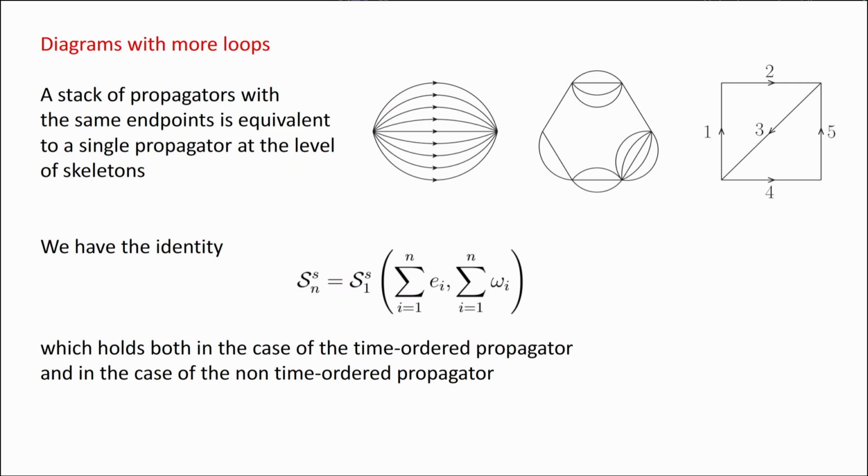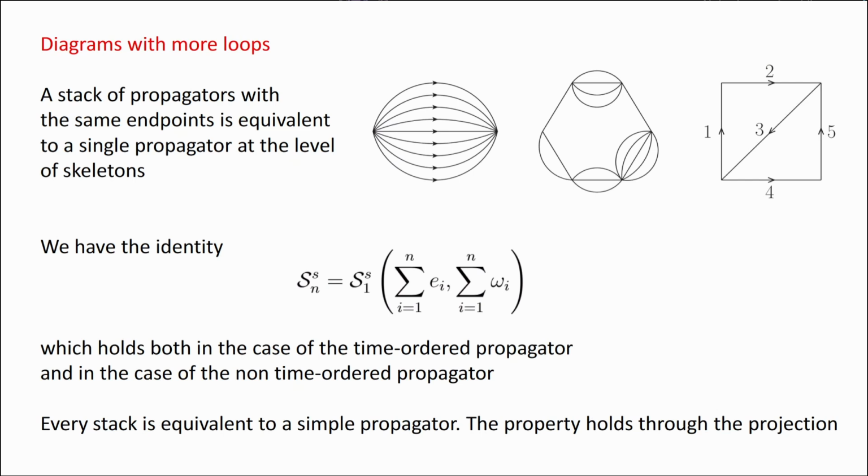And why is that? Because in skeletons, you have this identity that tells you that the diagram with n propagators is equal to 1 propagator with energy equal to the sum of the energies and frequency equal to the sum of the frequencies. This is an identity that you can check, and it holds both for the time-ordered propagators and the Wightman function, which is the non-time-ordered propagator. And so each stack is equivalent to a simple propagator, and this property holds through the projection and every formula we have written.